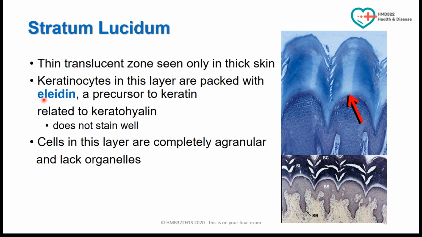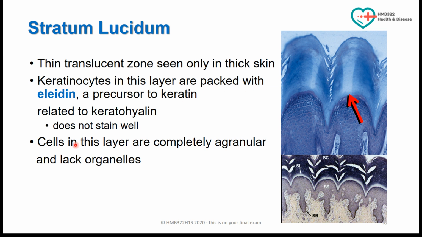And this eleidin actually does not pick up most stains really, really well. And so no matter what kind of staining you do, whether it's standard H&E or whether you're using different forms of Luxol Fast Blue or others, you don't really see this layer staining, and you get this nice sort of translucent layer that doesn't pick up any of the histological stain.